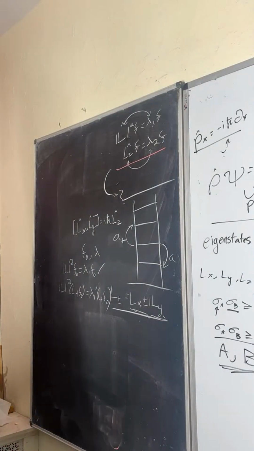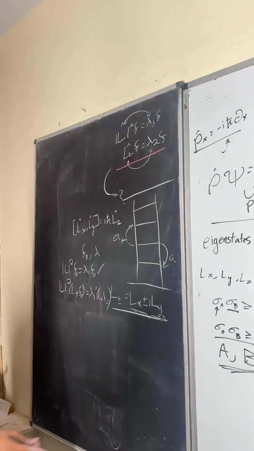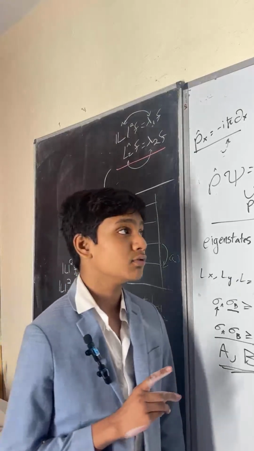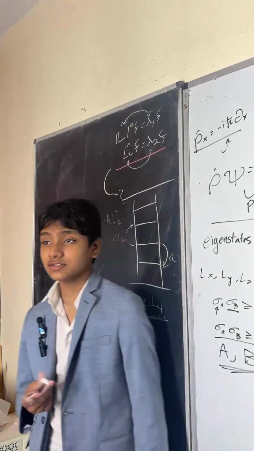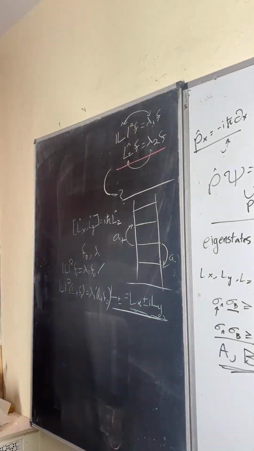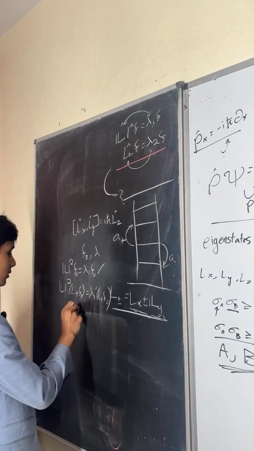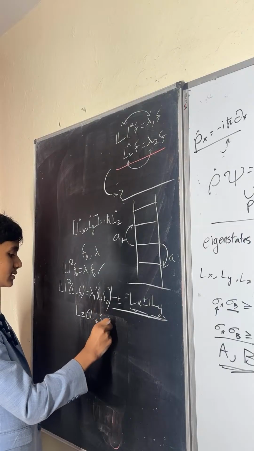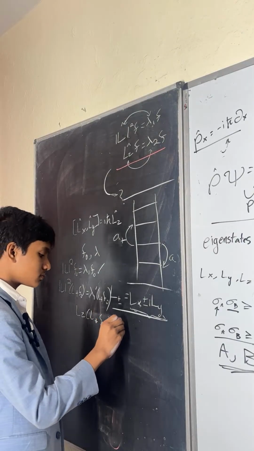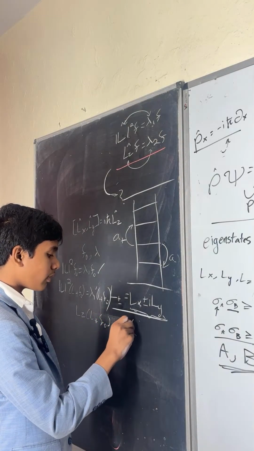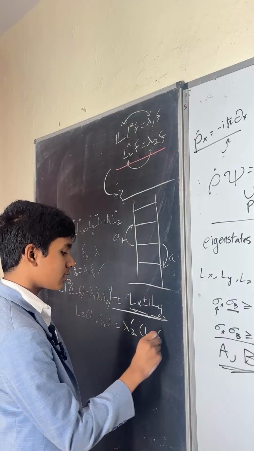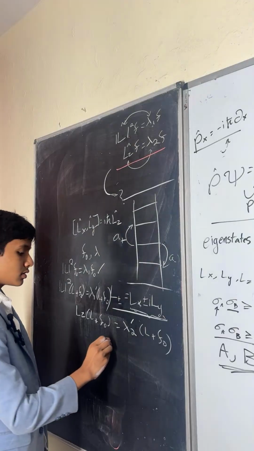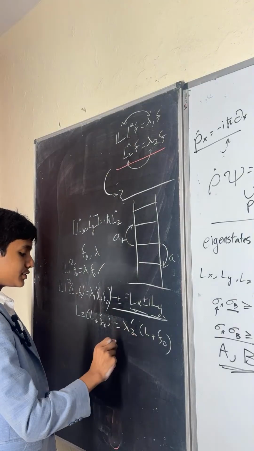But what happens with LZ? We've probably already figured out it's not going to be that simple because LZ doesn't directly commute with L plus. This is where commutator algebra gets a little bit funky. So we have LZ L plus f naught is equal to lambda 2 prime L plus f naught. What is lambda 2 prime? Well, first we commute these two.